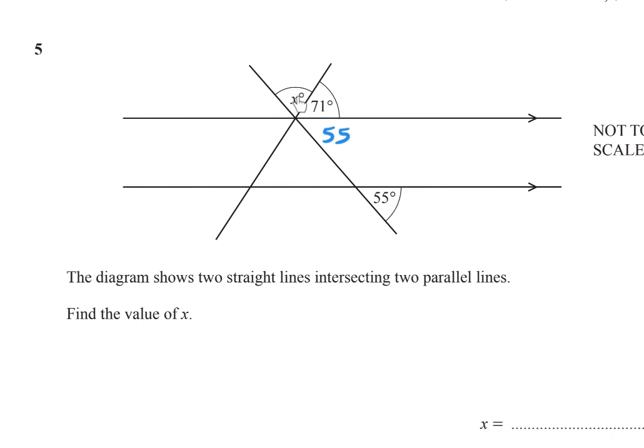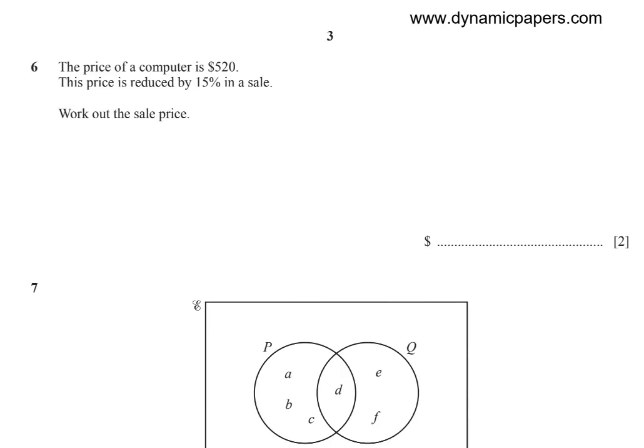Now, can you find x? 180 minus 71 plus 55, because the sum of angles is 180. So 180 minus 71 plus 55 equals 54.